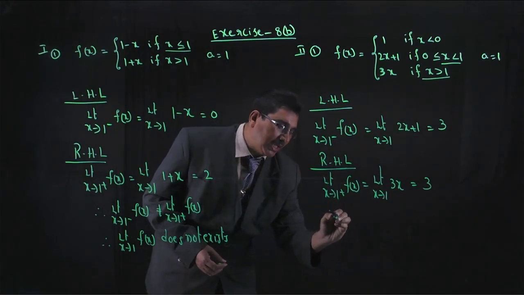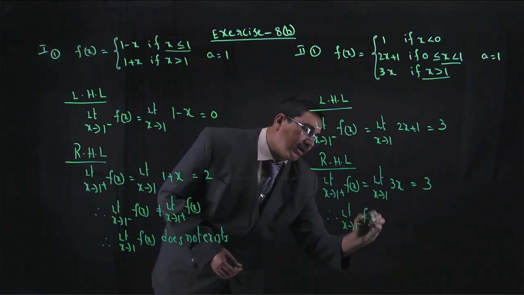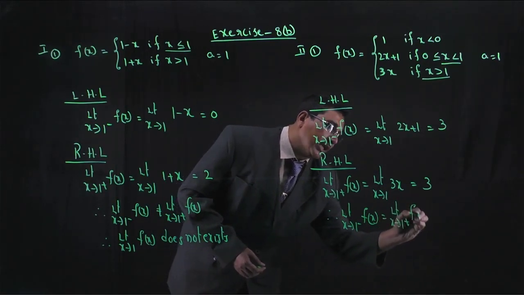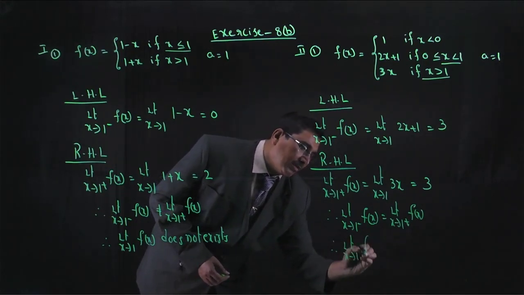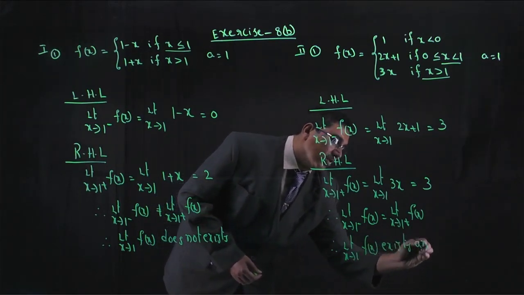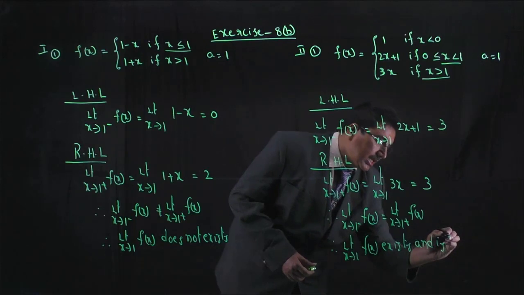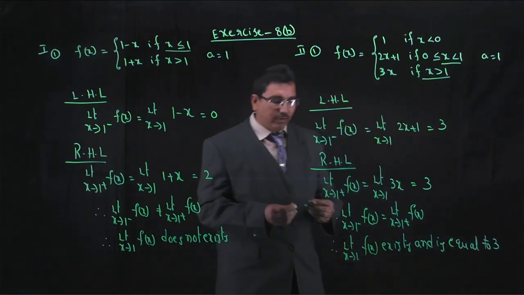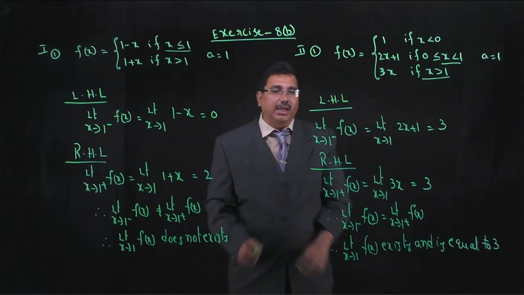Therefore, limit x tending to 1 minus f of x is equal to limit x tending to 1 plus f of x. Therefore, limit x tending to 1 f of x exists and is equal to 3. Right, this is the way to find the left hand limit and right hand limit of a given piecewise function.